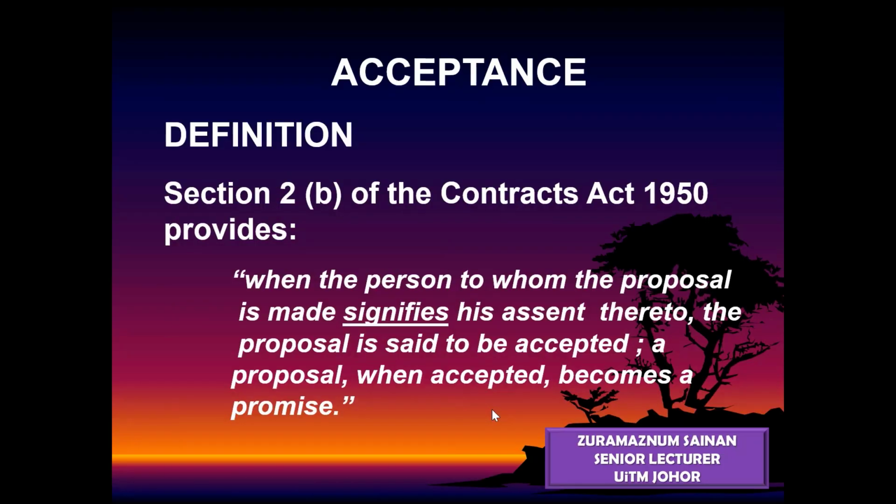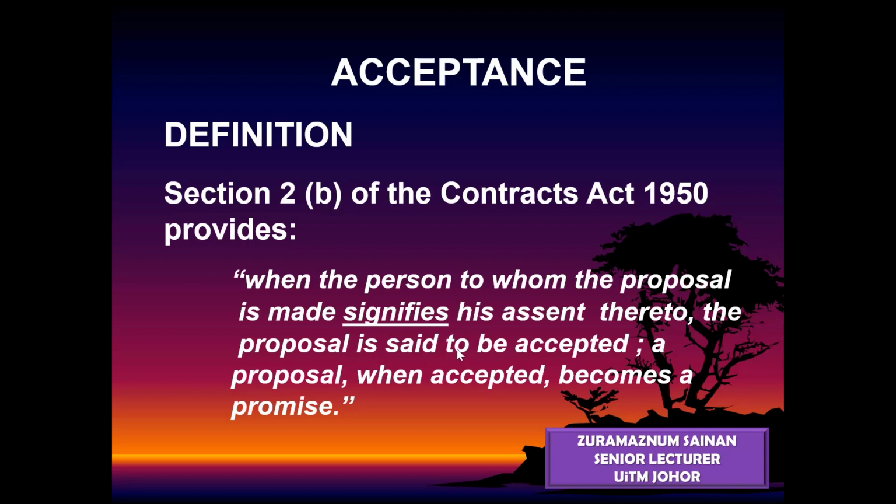Now we come to the second element to form a valid binding contract, that is acceptance. Acceptance in bahasa means penerimaan, where the offeree to whom the proposal is made signifies his assent, the offer is said to be accepted. And then the rule is once there is acceptance, there is a contract. So this is the meaning of acceptance.